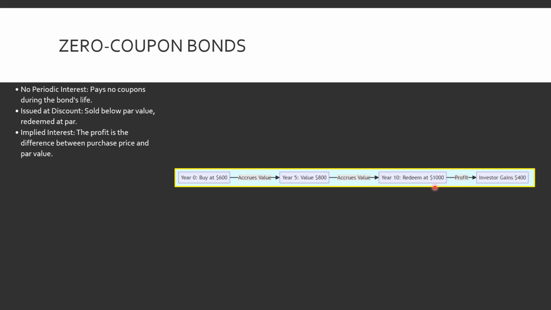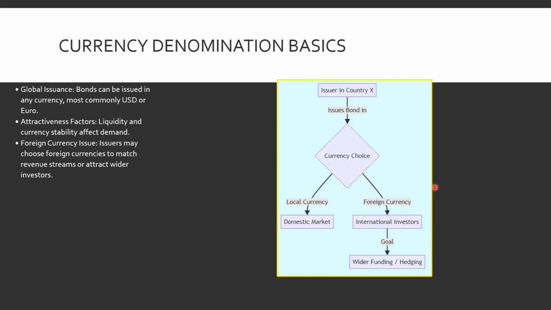Now let's move to the currency denomination basics. What does this mean? Bonds can be denominated in any currency. The US dollar and the euro are the most common globally. The choice of currency affects how attractive a bond is to an investor, based on liquidity and exchange rate volatility. Issuers often sell bonds in a foreign currency if they have revenue in that currency, creating a natural hedge. For example, a Japanese company with US sales might issue a dollar-denominated bond to simplify its payments.